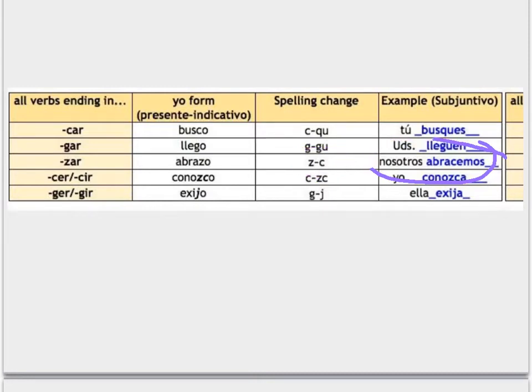And a verb that ends in cer. You guys know in the yo form it's conozco, and the c changed to zc. And we'll see that in other examples too. We have, for example, in the subjunctive, yo conozca. And finally, a verb that ends in ger, exigir. The g changes to j. So we have, for example, ella exija. Now I know that was kind of fast.